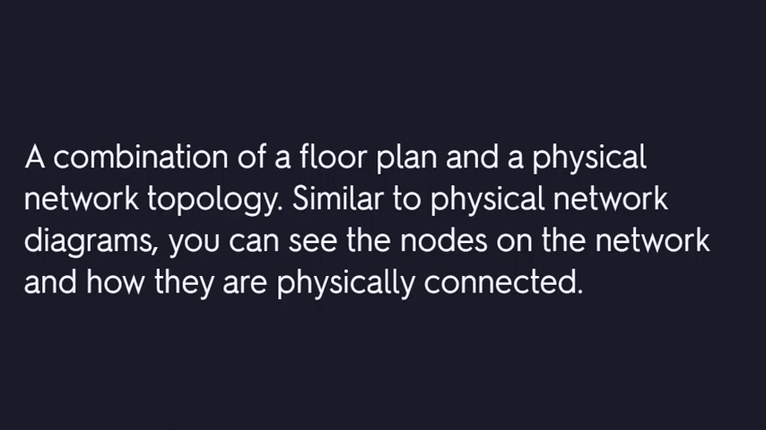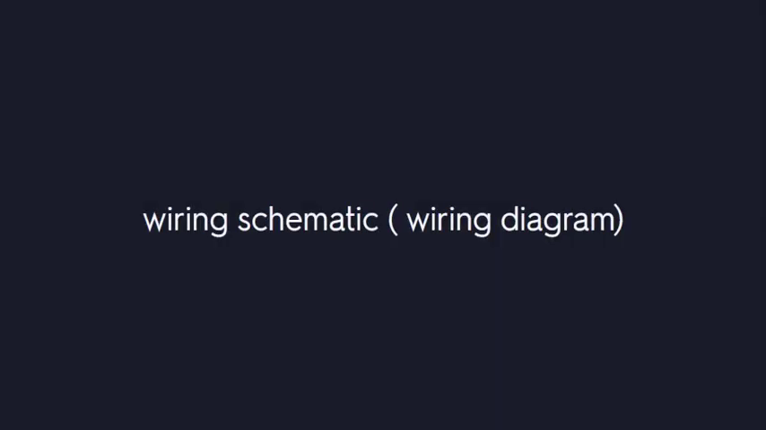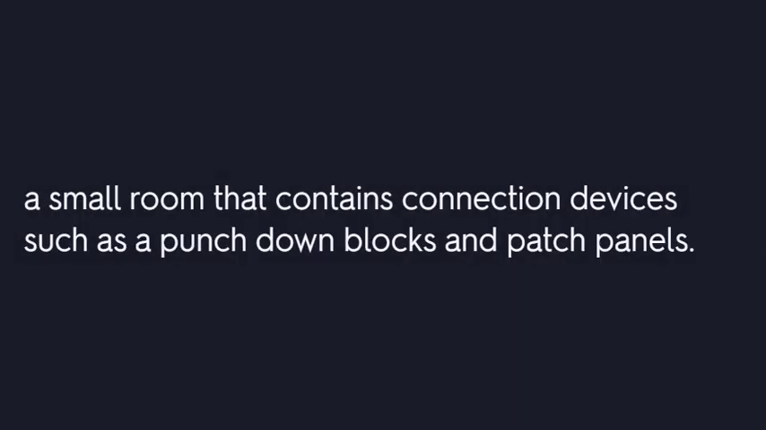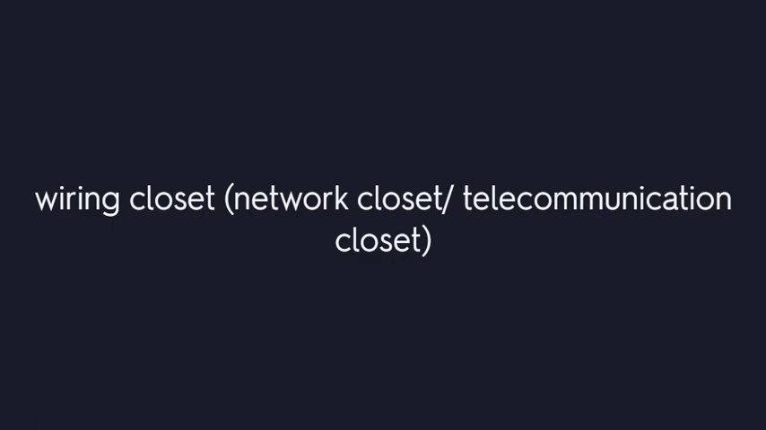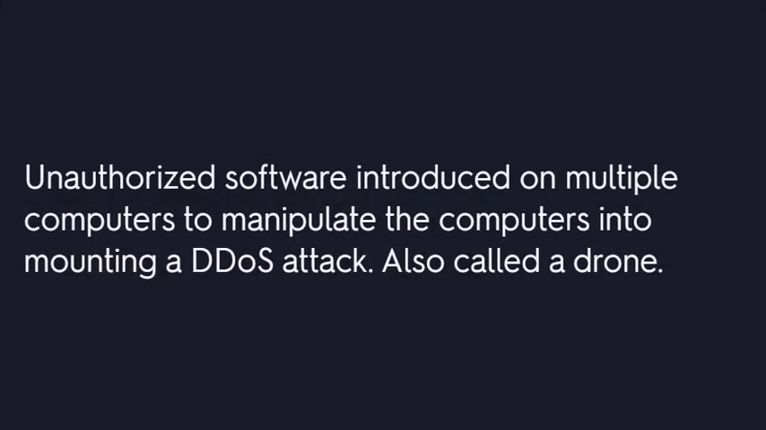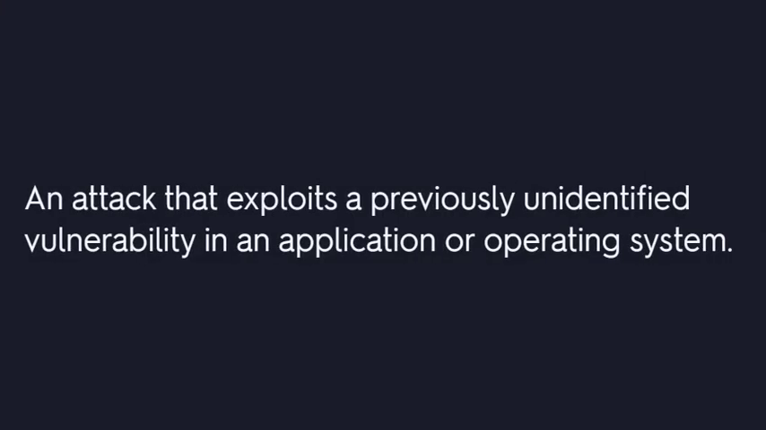Similar to physical network diagrams, you can see the nodes on the network and how they are physically connected. Wiring schematic. A small room that contains connection devices such as punch-down blocks and patch panels. Wiring closet. Unauthorized software introduced on multiple computers to manipulate the computers into mounting a DDoS attack, also called a drone. Zombie. An attack that exploits a previously unidentified vulnerability in an application or operating system.